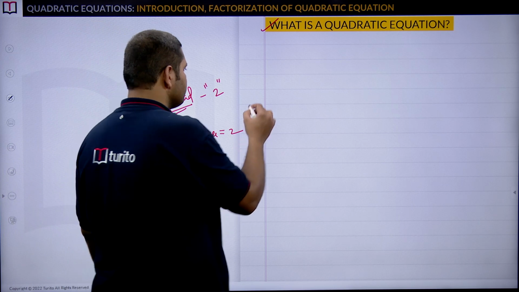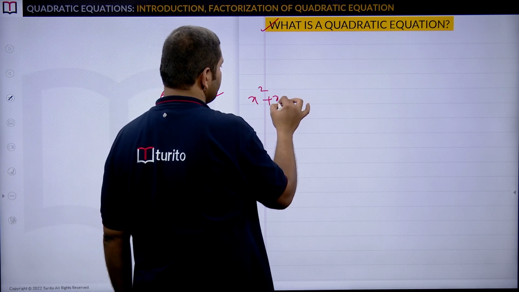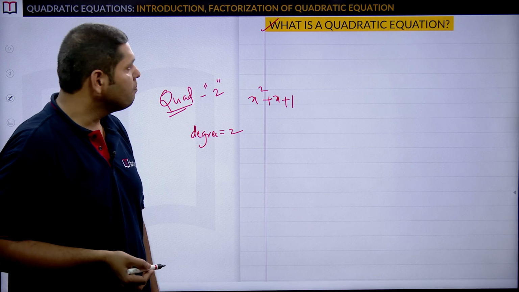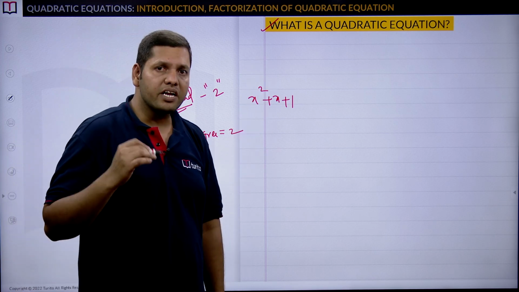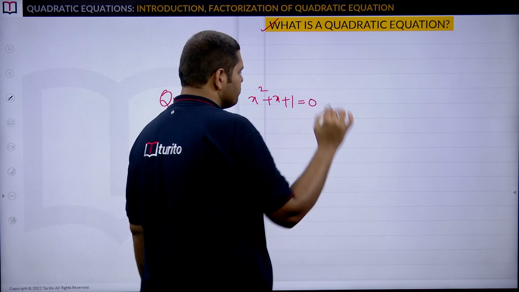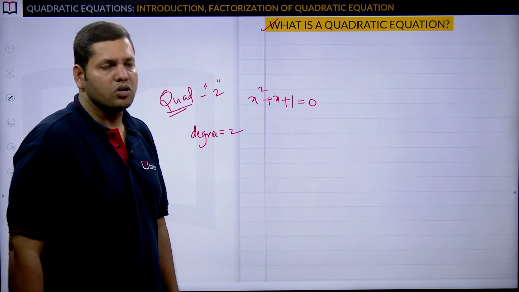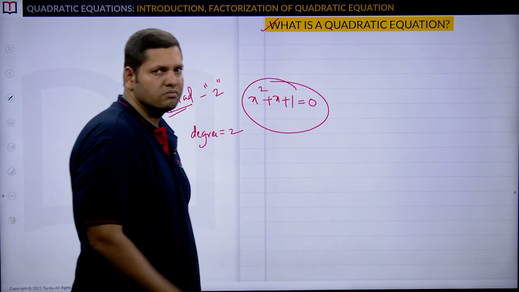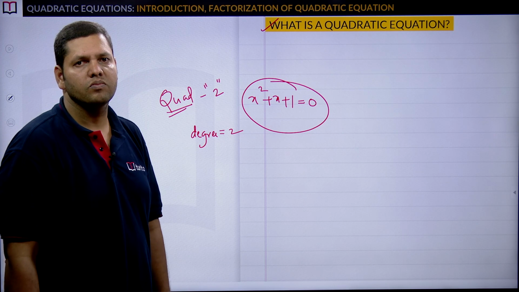Suppose the example, x square plus x plus 1. I can say it is a quadratic polynomial. But children, we are going to discuss a quadratic equation. So equation means you can write it equal to 0, isn't it? So these types of equations we can say are quadratic equations. Is it clear, children?